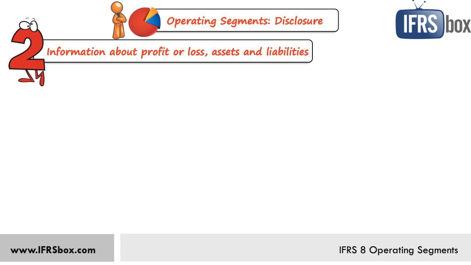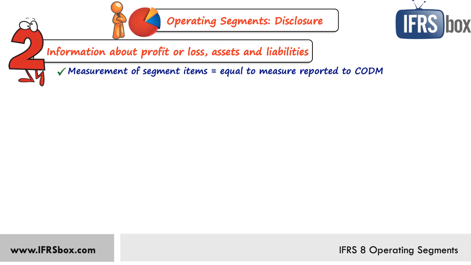The second category of the disclosure is information about operating segment's profit or loss, including specified revenues and expenses, segment assets, and segment liabilities. This is probably the most important disclosure because here you're actually showing the numbers to the users. And the main rule is that you should show the segment numbers to the external users on the same basis as you reported them to the chief operating decision maker.